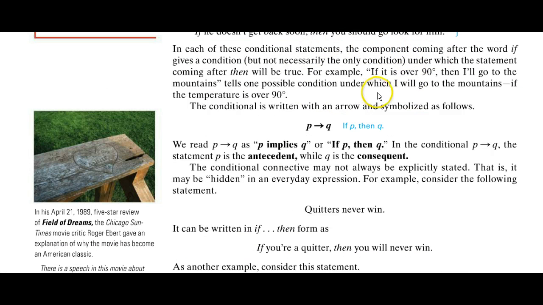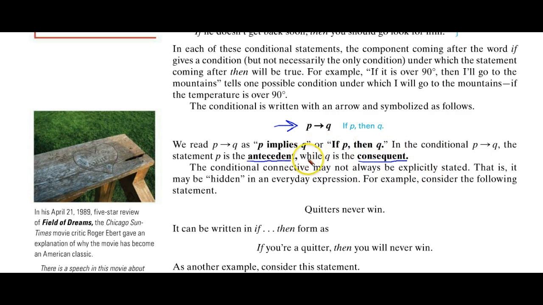So again, you can read this over, but it does state the way to symbolize it. P implies or yields Q. Again, if P, then Q. And there's the word antecedent and consequent. Now, we'll be going over this, and you'll be asked to form various conditional statements.